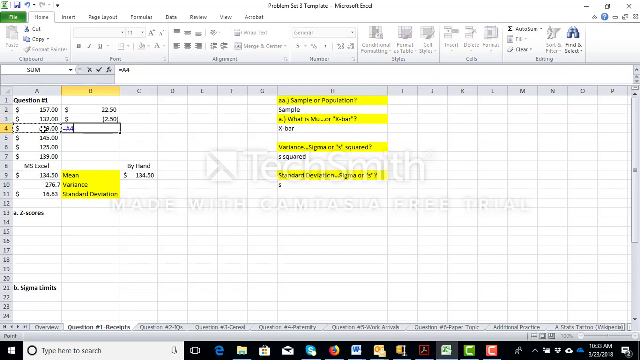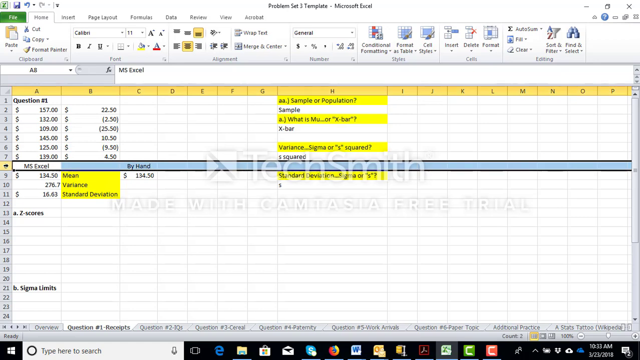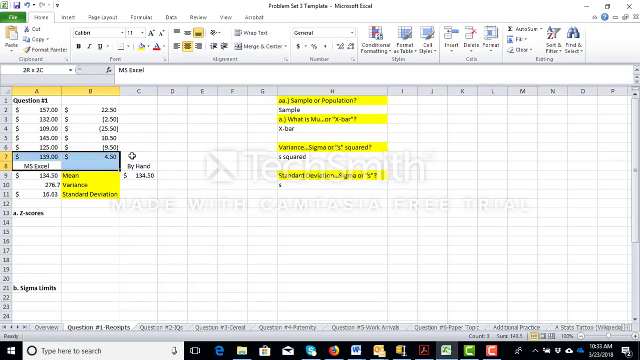So the first receipt is $22.50 above the average. The second one is $2.50 below the average. And I'm going to continue on here. You've seen me do this in one of the prior videos. It's the first bit of the equation that we talked about for computing standard deviation. So these are what we call the distances between each receipt and the average receipt. I'm going to give myself a little bit more room here.